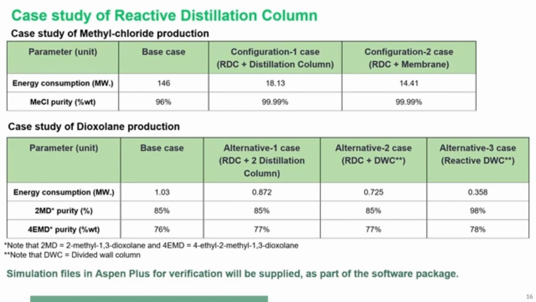Then, by replacing 2 distillation columns with the divided wall column, which is one of the process intensification options, the energy consumption is reduced to 0.726 MW, as shown in the alternative 2 case. For alternative 3 case, by applying the reactive divided wall column, the energy consumption can be drastically reduced to 0.359 MW, and a higher purity of the product can also be achieved. Lastly, please note that all of the simulation files in Aspen Plus for verification of these case studies that were presented will be supplied as part of the software package.